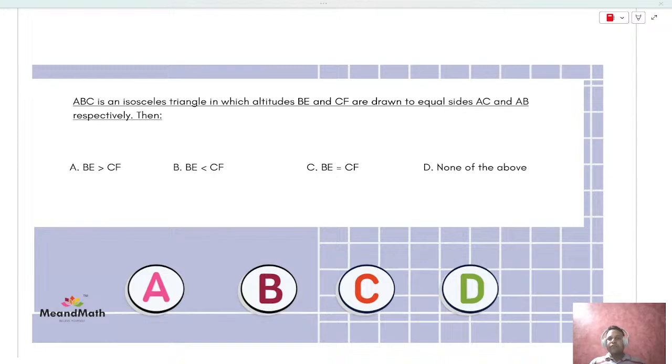Try to understand the question, then reply with the answer. Let's see who is going to give the answer first.